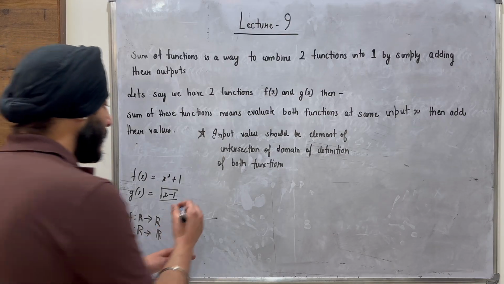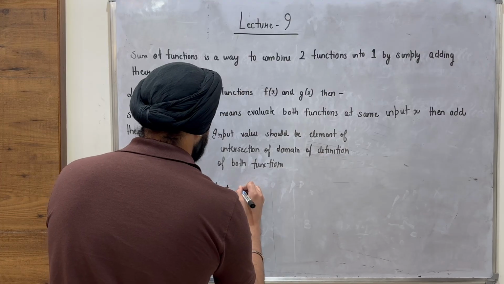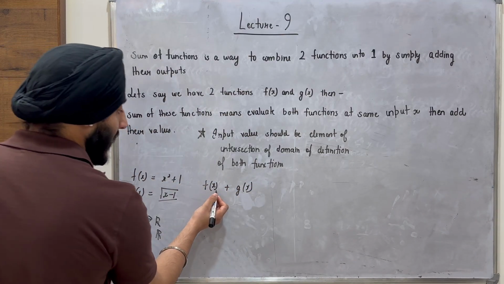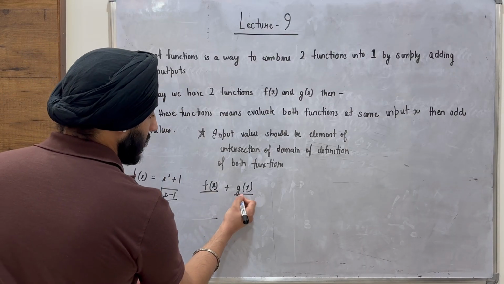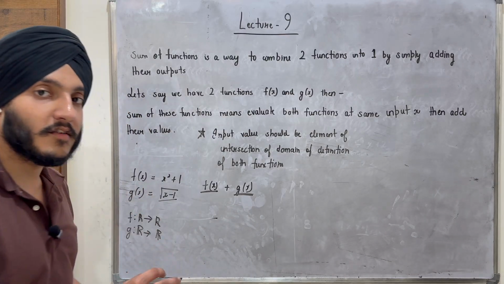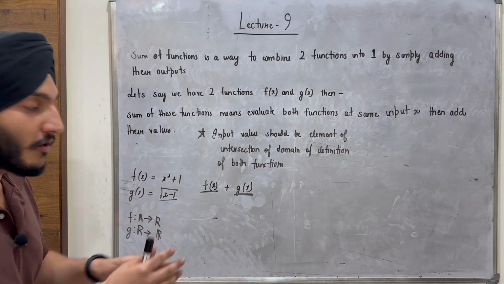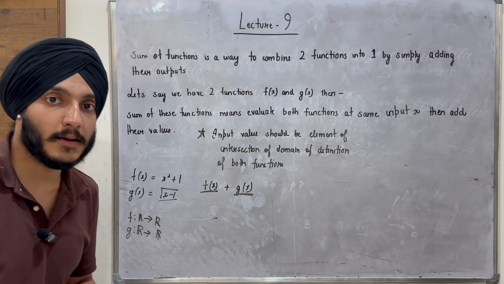Now, if you try to find the sum of these two, f of x plus g of x, f of x would be valid for all real numbers, but g of x would not be valid. So what's the main important thing to understand is I need to make sure that I input only those values which are in the intersection. So I hope you understand it.